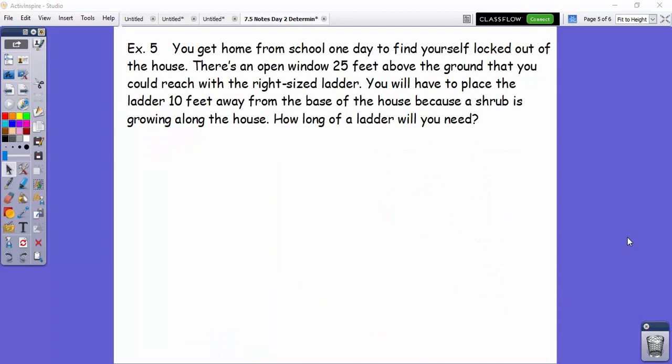Example 5. You get home from school one day to find yourself locked out of the house. There's an open window 25 feet above the ground that you could reach with the right sized ladder. You will have to place the ladder 10 feet away from the base of the house because a shrub is growing along the house. How long of a ladder will you need? So what you should do right now is draw a diagram and find the length of the ladder that you'll need. Go ahead and push pause to solve this, and when you're ready to check your answer, push play.